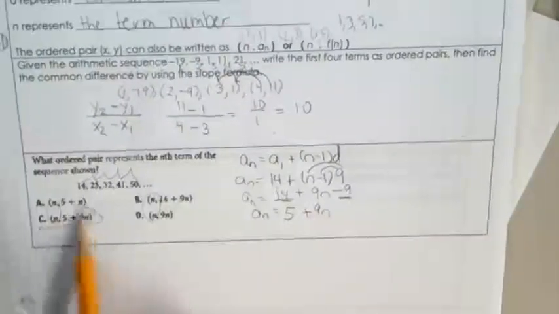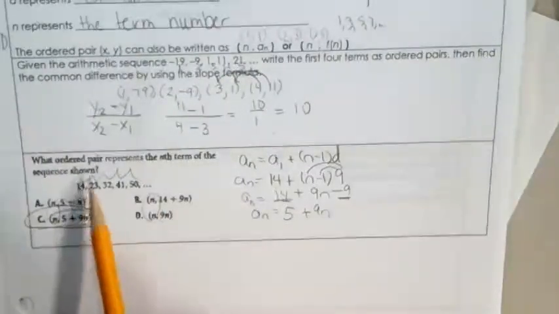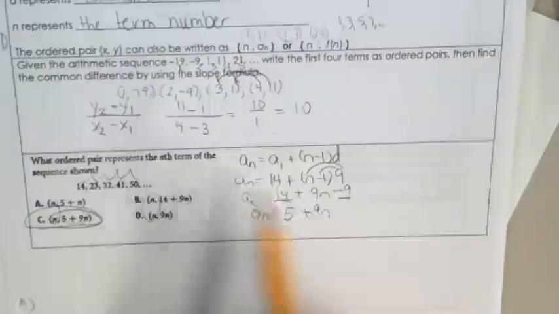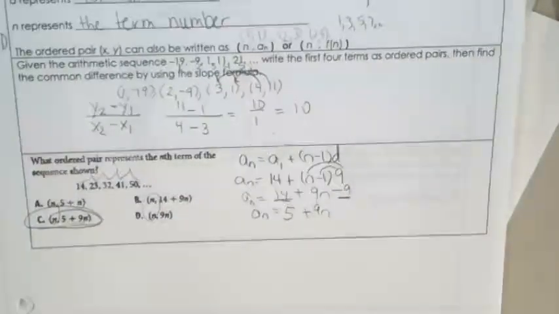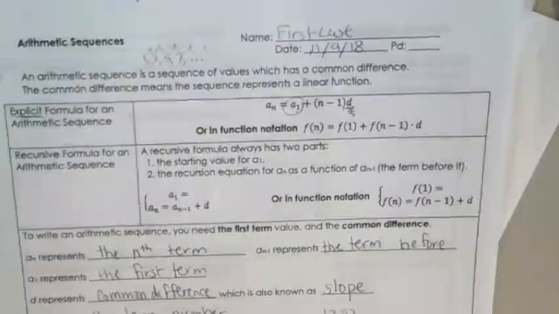So right here. So n is your term number. So like 1, 14, 2, 23. And then the y value, 5 plus 9n, comes from using the first term and the common difference. Those 2 pieces of information are what you need every single time.